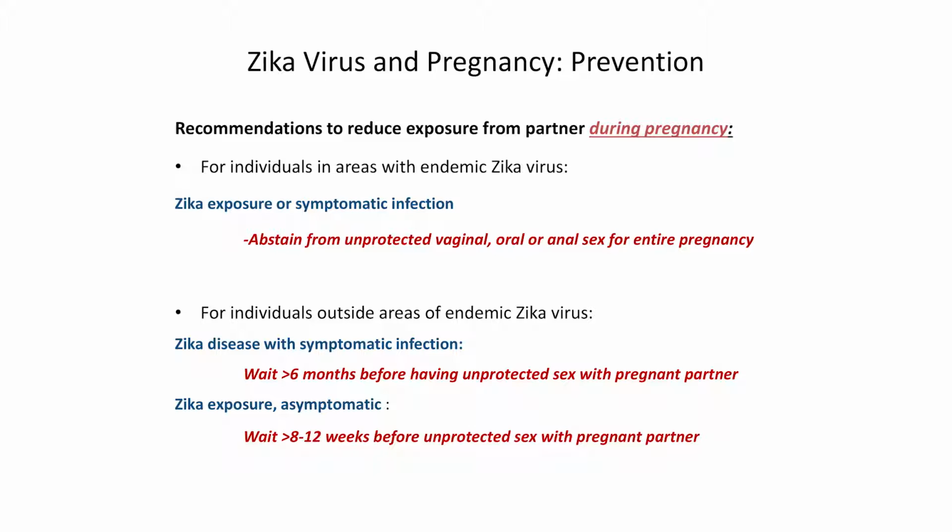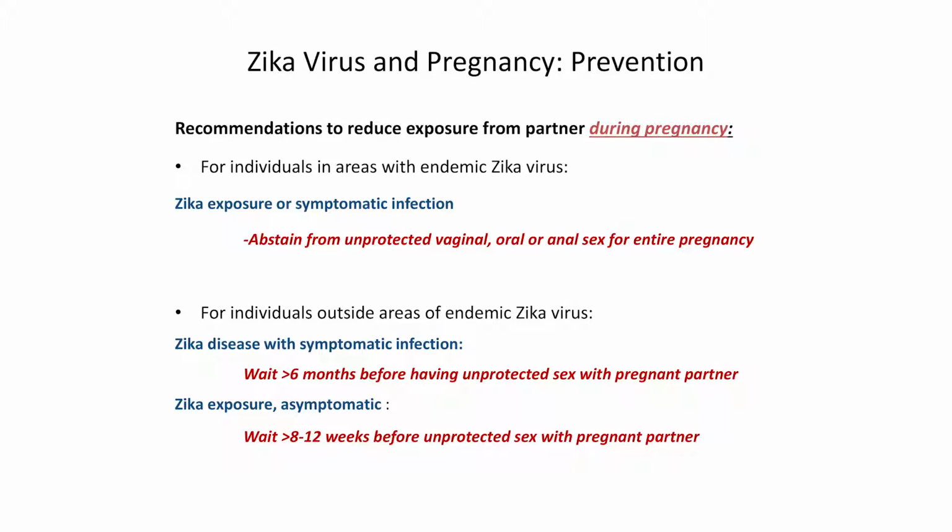Well, what if you don't live in an area with Zika virus, but you're pregnant? Which is still possible, like in Miami, that is not a typical area with Zika virus, but it can happen. So if a woman has Zika disease, but she lives in an area that is not usually affected, she should wait at least 6 months before having unprotected sex with her partner. This is in pregnancy, more or less the whole pregnancy. I would say if someone is pregnant and they have Zika disease, they probably should wait the whole pregnancy before having unprotected intercourse.